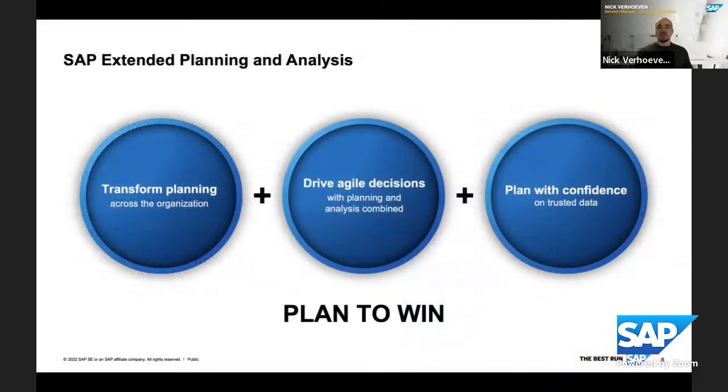Now, of course, we have a strategy for that. So this is our positioning of that strategy that has 3 pillars. So first up, we have transform planning. So that is really looking at planning processes and providing those integrations, really extending those plans. Then it's driving agile decisions. Of course, the planning process itself needs to be innovative so we can do more with less. And finally, plan with confidence. Planning is only as good as the quality of the data that's in it, because we need to trust the plan and make sure it is valid and trustworthy.